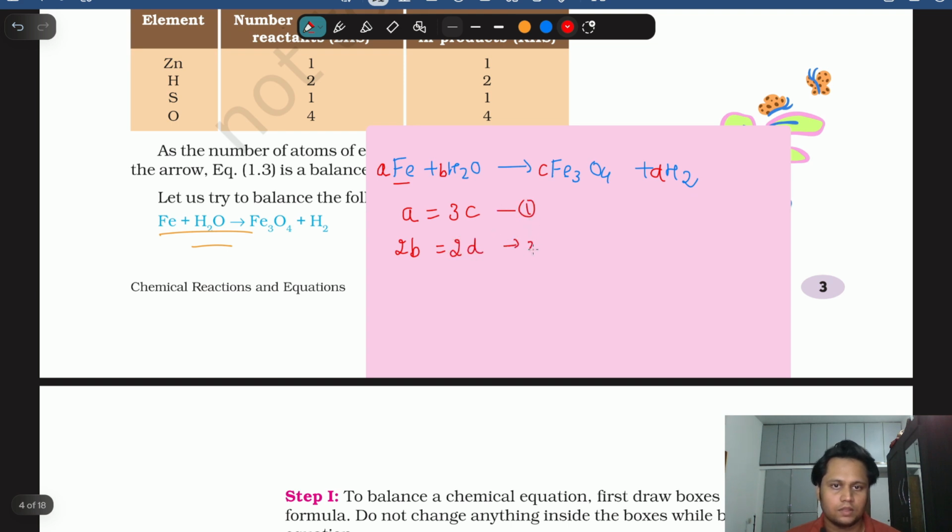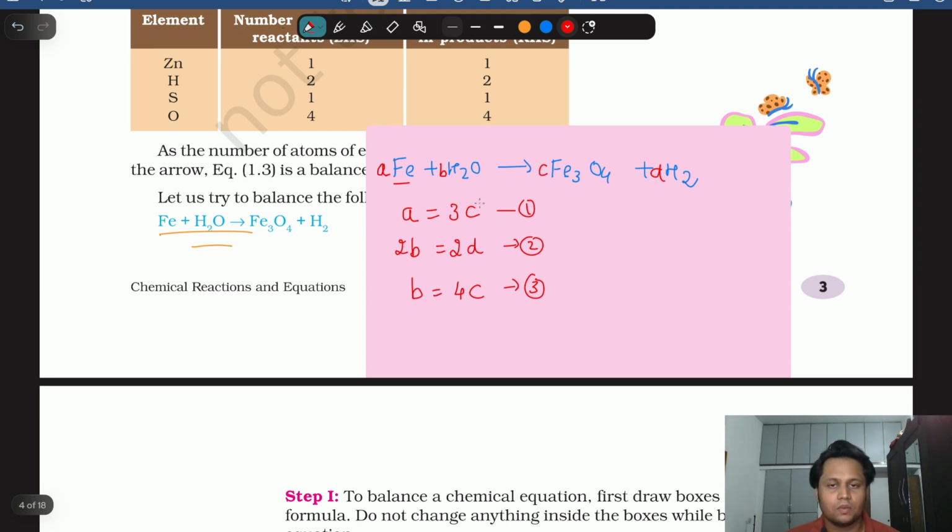This is second equation. And third equation, how many O is there here? Only one, right? So B. What is the coefficient? B. B is equal to how many O here? 4. What is the coefficient? C. So 4C.